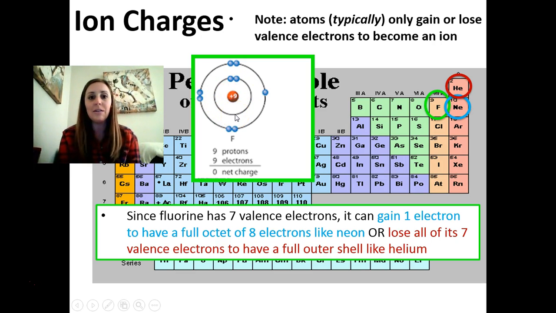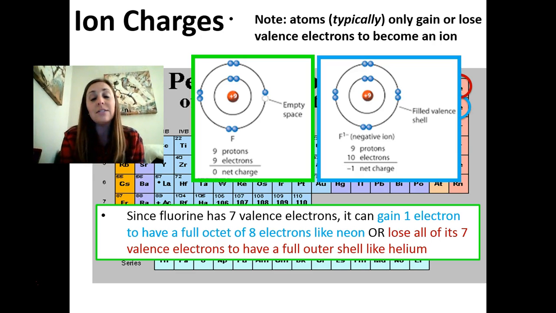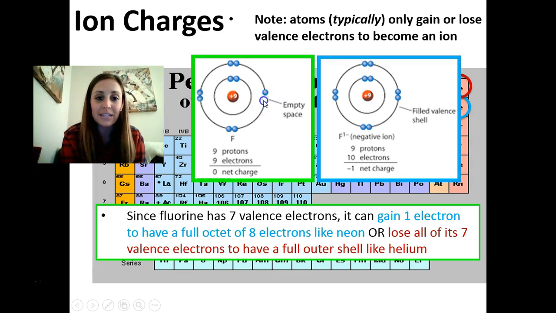Well, which is easier, to change 1 thing or to change 7 things? Well, it's easier to change just 1 thing about an atom. So it's got this 1 singular empty space, and it's easier just to pull in 1 electron and fill that spot, so it's filled like this, rather than get rid of all 7 things.